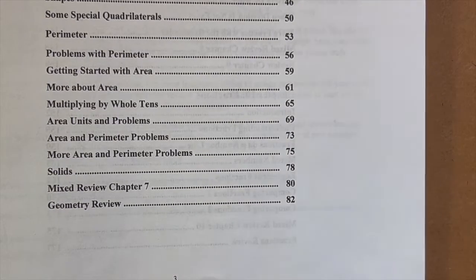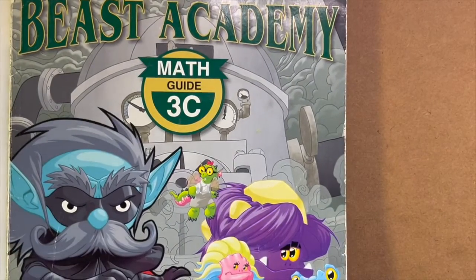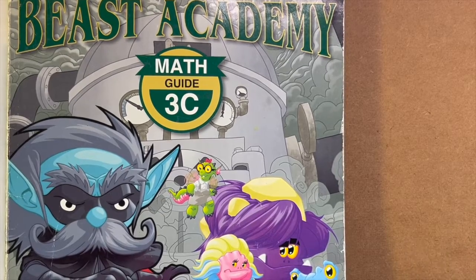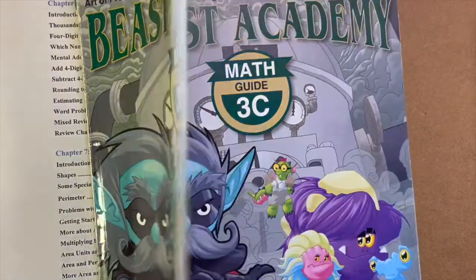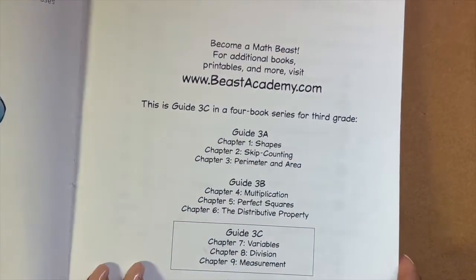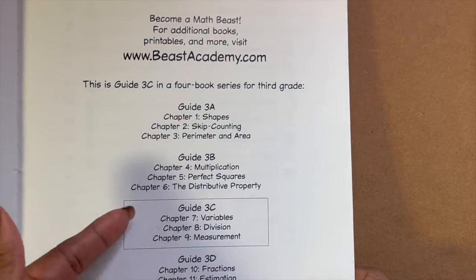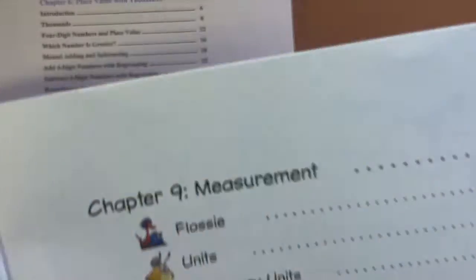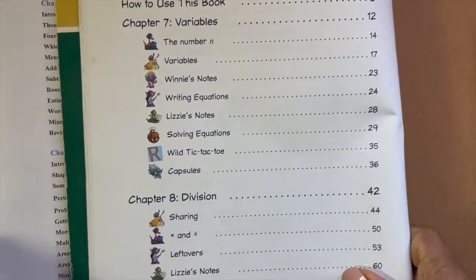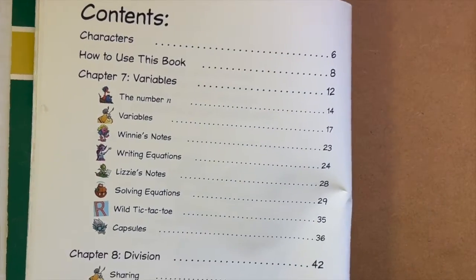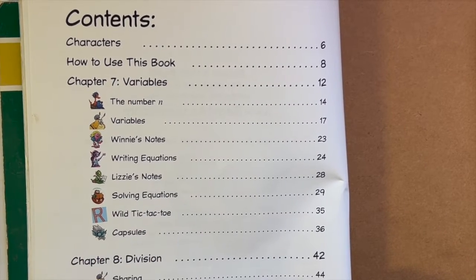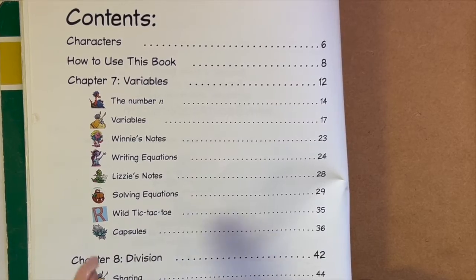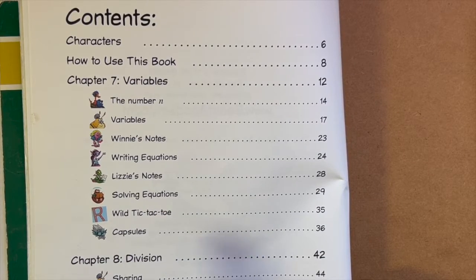and then geometry review. Okay, we are on Beast Academy book 3C. Remember, we finished with the distributive property in 3B. Now we are on 3C. And chapter 7, see, remember your little cheat sheets? Chapter 7 is variables, the number n, and variables, and writing equations, and solving equations, and capsules, and other titles that mean nothing to you right now, okay? But that's chapter 7 for Beast.